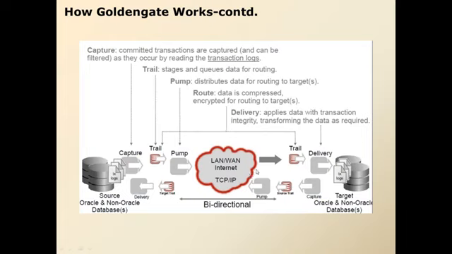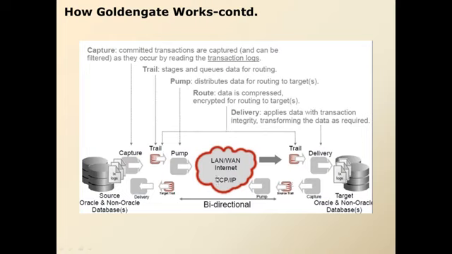So there are three processes involved in the Oracle Goldengate architecture. First is the capture process, second is the pump process, third is the delivery process. The capture process captures the data from the source database, whatever changes are happening. The pump process sends that data over the TCP/IP network and writes it to remote trail, and the delivery process applies it to the target database.